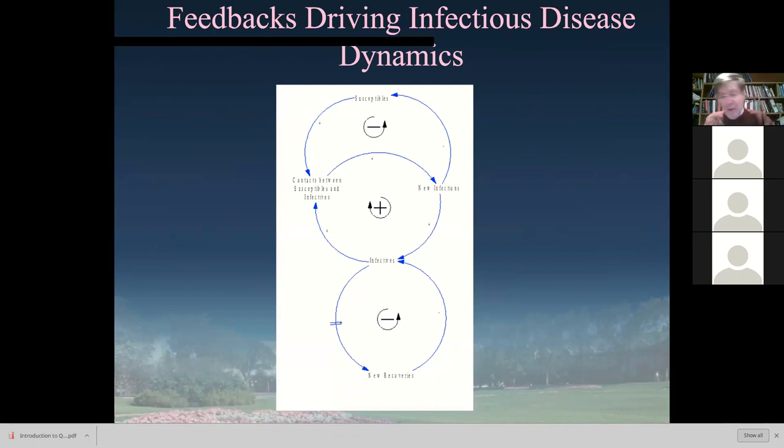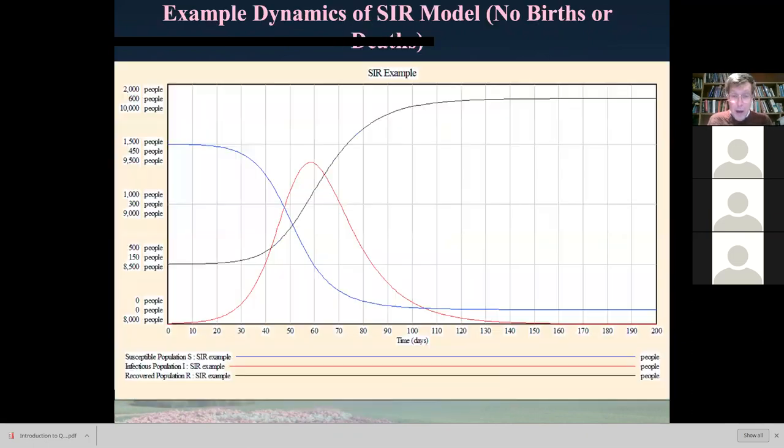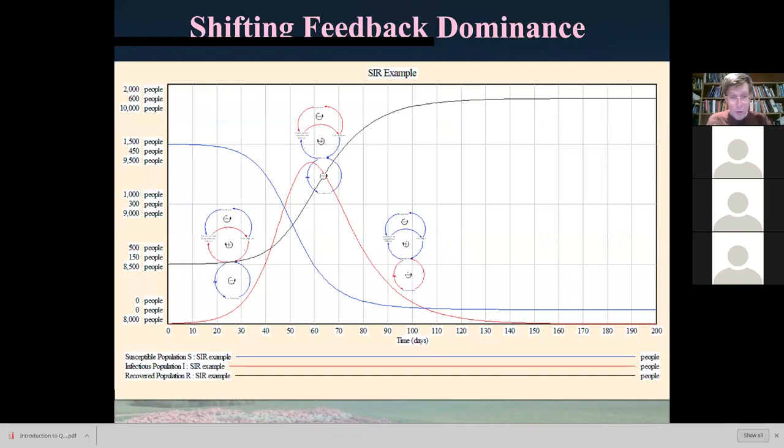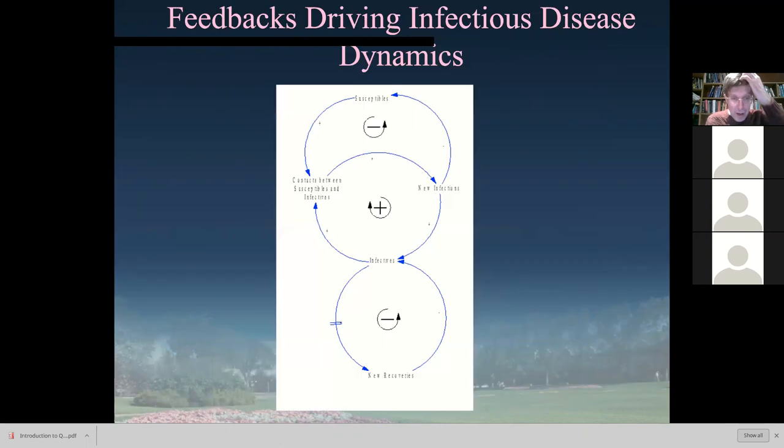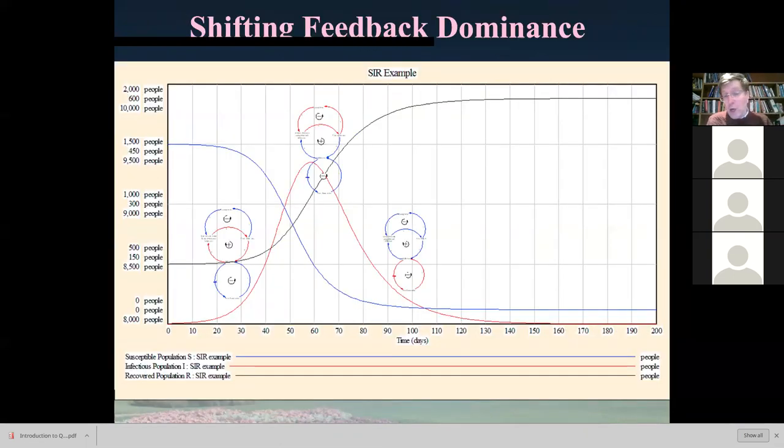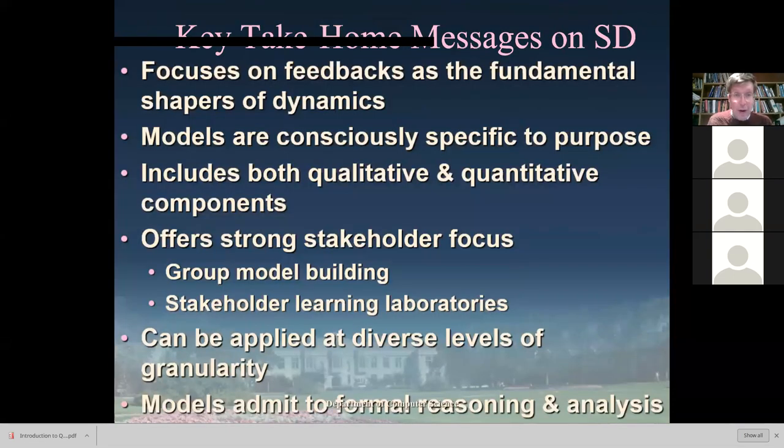So within infectious disease dynamics, it's a nonlinear system, and these sorts of feedbacks are writ large, they often lead to shifting dominance in the feedbacks within a given model, over time from one mode to another.